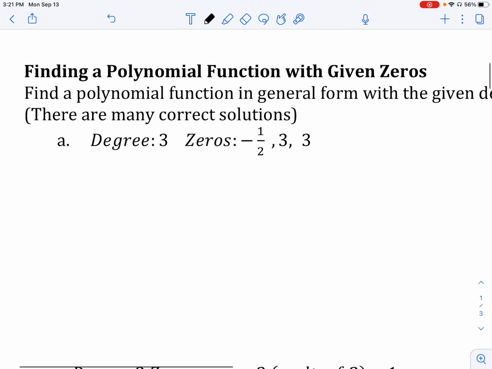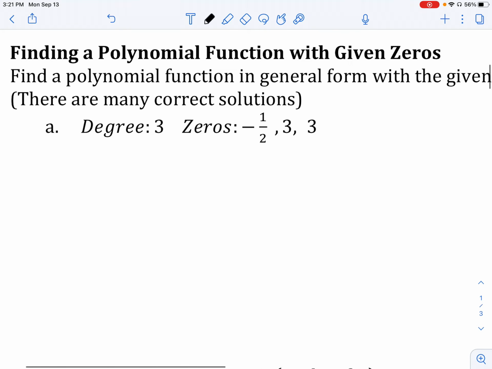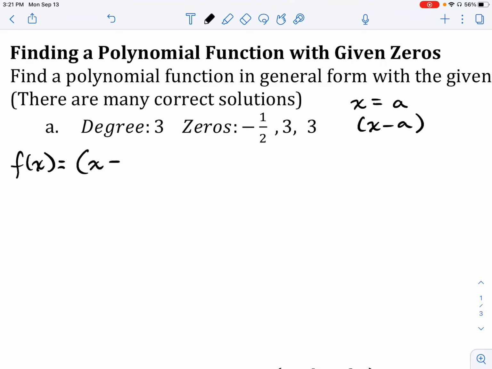In this first problem, you're given the conditions of a degree of 3 and the following zeros. So we know that for every zero, we can say x minus that zero. If we say, for example, that x is equal to some zero, which we'll call a, we know that x minus a has to be a factor. With that in mind, we can start writing our function using function notation as x minus negative 1/2, and now here we have x minus 3, and we have also x minus 3 as well.